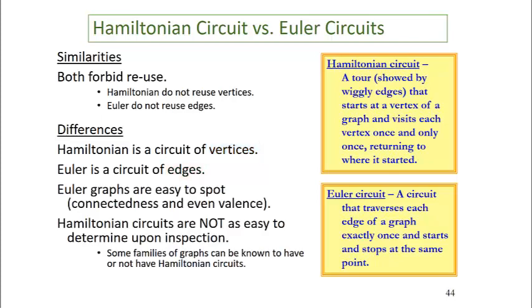Now the Euler graphs are easy to spot. We just have to check for connectedness and even valence. But the Hamiltonian circuits are not as easy to determine upon inspection. So we saw there's at least one family of graphs that we know do not have Hamiltonian circuits, those K_MN graphs, but there are lots of other graphs that are not K_MN, but that also do not have Hamiltonian circuits. So it's hard to determine whether or not a graph has a Hamiltonian circuit, which is different from our Euler circuits.